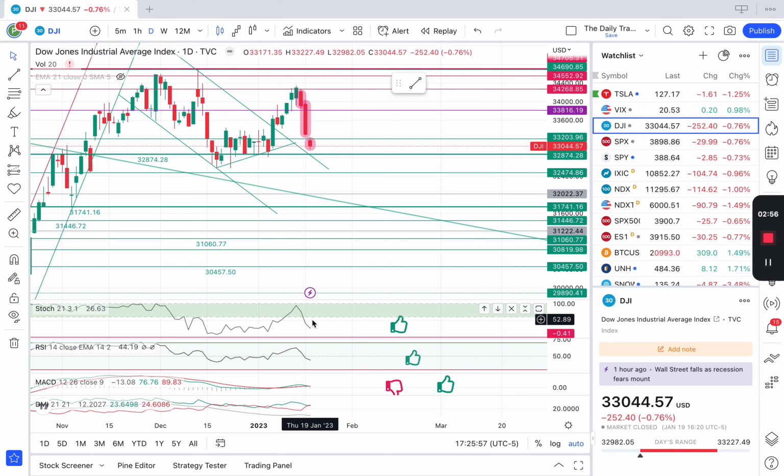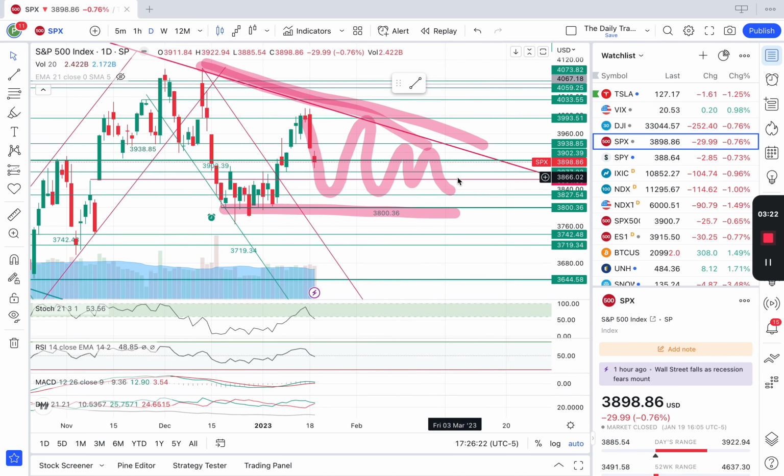We don't have stochastic though. It would have been better to have kept stochastic, but we lost it yesterday. We cannot gain stochastic back if we don't make a higher high, a higher low, a higher close, and things like that. We cannot expect too much, but if we can just concentrate on keeping support at 32,874, that would be great. Let's look at the S&P 500.